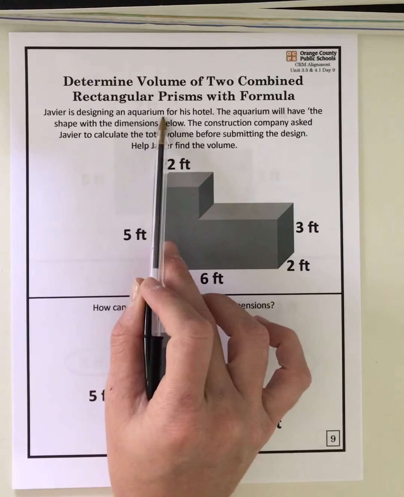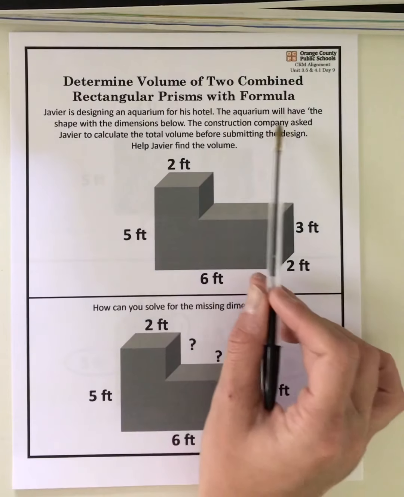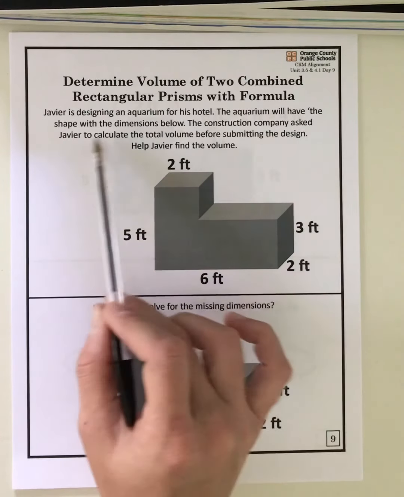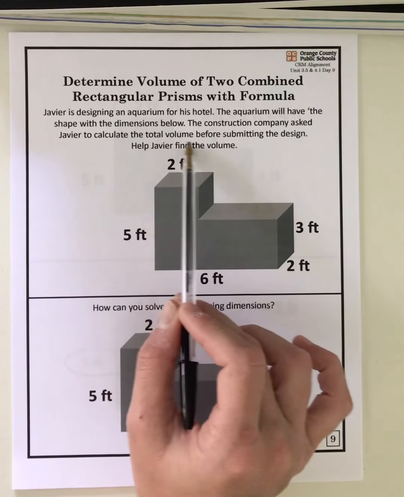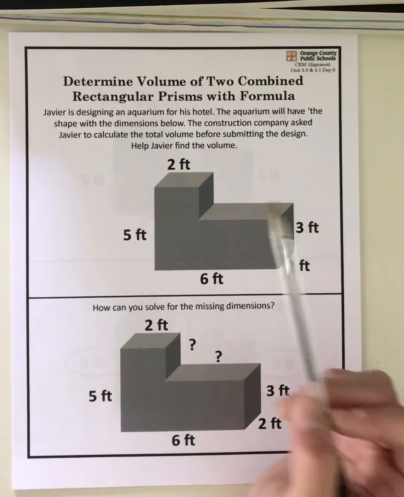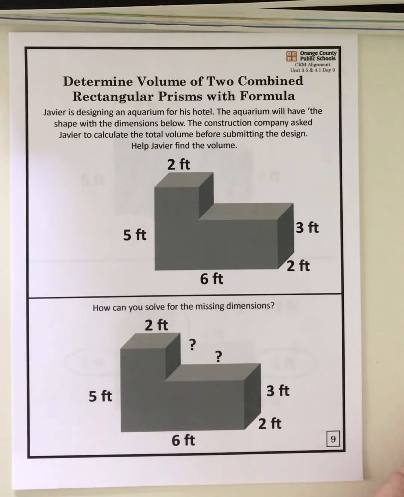Javier is designing an aquarium for his hotel. The aquarium will have the shape with the dimensions below. The construction company asked Javier to calculate the total volume before submitting the design. Help Javier find the volume. When we take a look at this, it's just like the shapes we saw on Monday and Tuesday. It is 2 rectangular prisms stacked on top of each other.